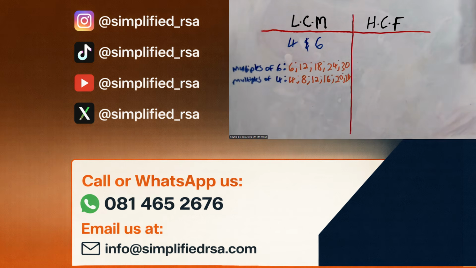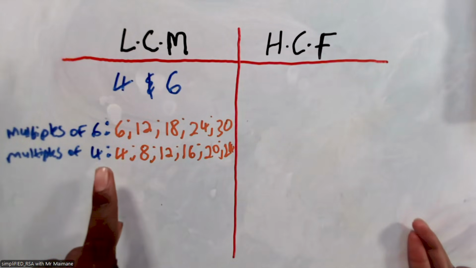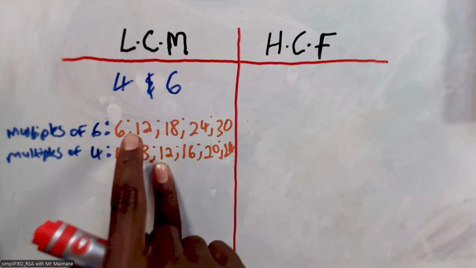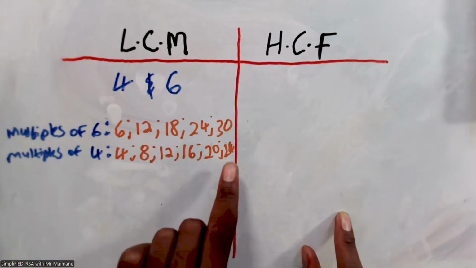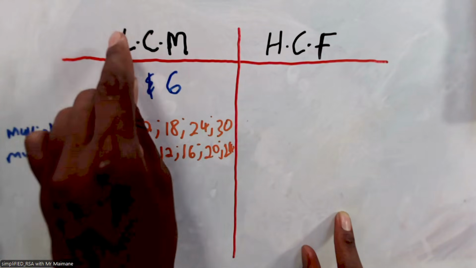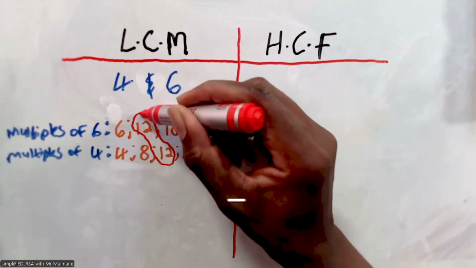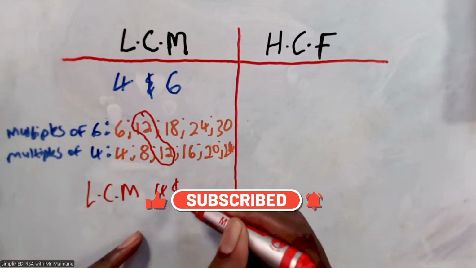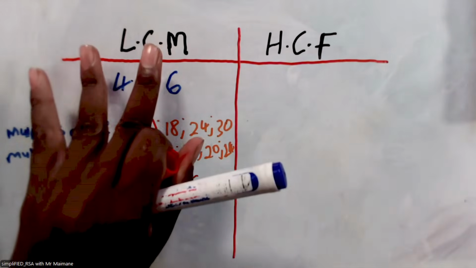If I compare the multiples of 6 and 4, I can see that the lowest common multiple that they have is 12. 12 is the lowest. Although I have another common multiple, which is 24, it is not the lowest. So the lowest I will go with is 12. Then I say the lowest common multiple between 4 and 6 is 12. That's how we get the LCM.